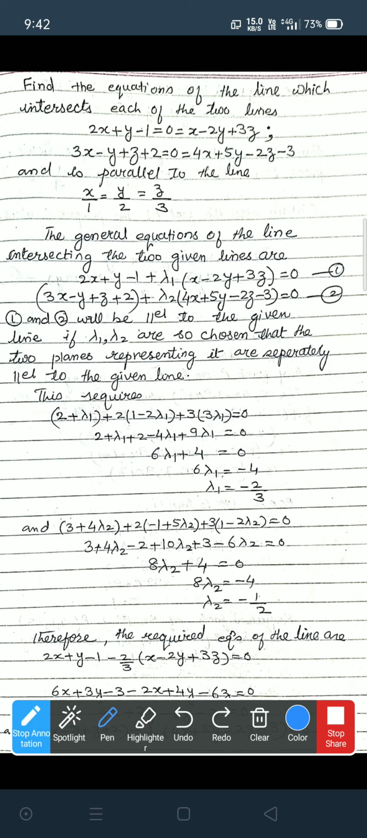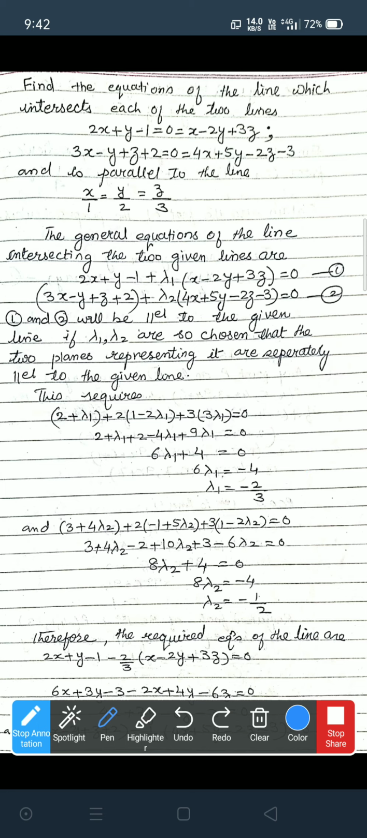So this is 2 plus lambda 1 plus 2 minus 4 lambda 1 plus 9 lambda 1 equals 0. That is 6 lambda 1 plus 4 equals 0. 6 lambda 1 as it is, this 4 goes to the right side, so we get minus 4, and lambda 1 equals minus 4 by 6, that is minus 2 by 3.